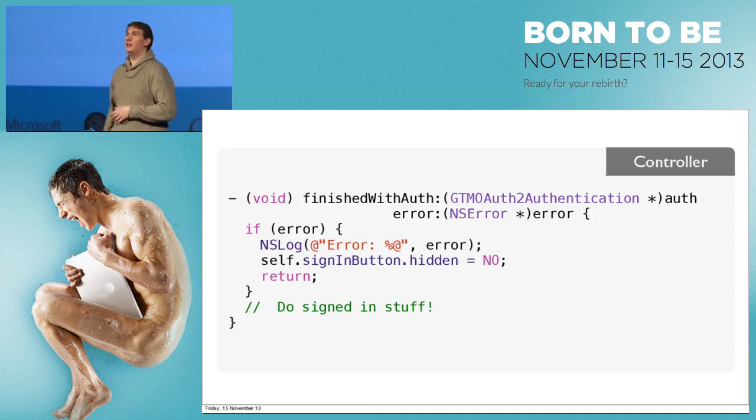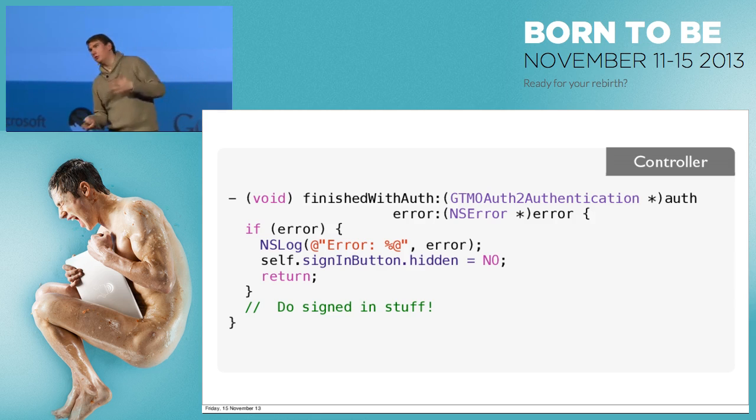All we need to do is check, is error nil? If it's nil, we're good to go. We can send the ID token, we can personalize whatever we need to do. If it's not nil, then usually what happened is the user cancelled. That's the most common reason for the error being non-nil. And you might actually want to do something in that case.